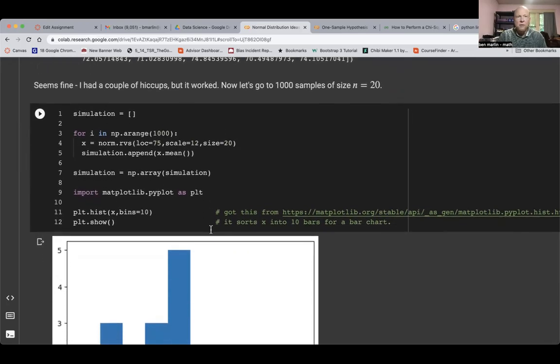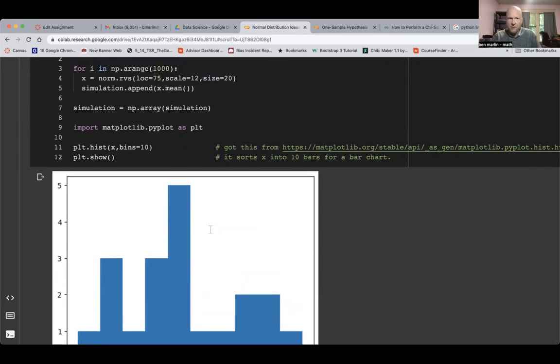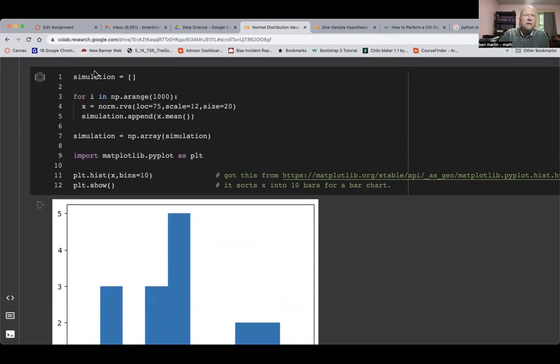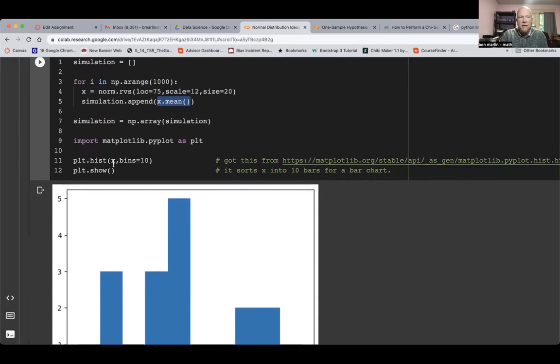But the important thing I'm going to do here is to actually generate a big sample and then tell it to make a histogram for it. Looking in here, I said my simulation is going to be a list, and I've got a sample size of 20 each time, and I'm going to append the mean of each of those lists into the simulation.